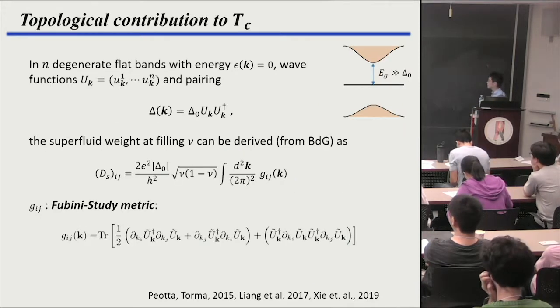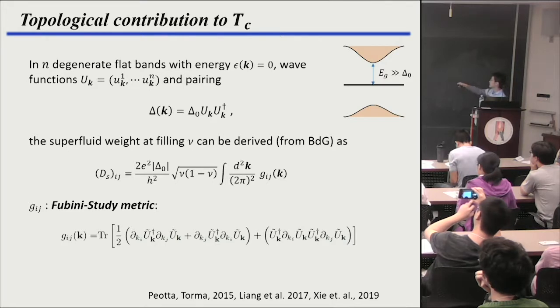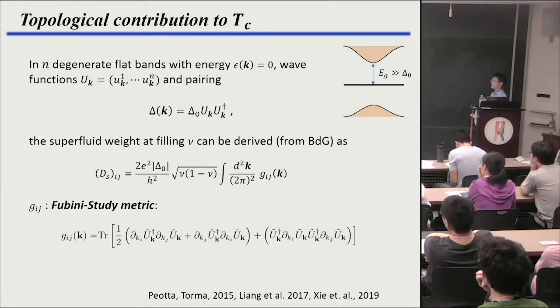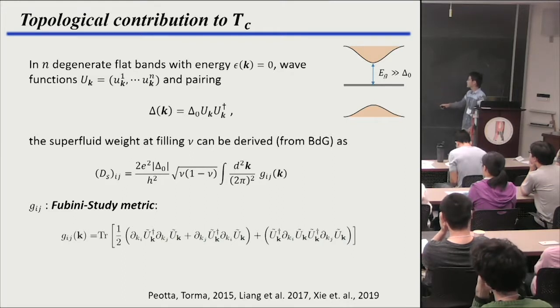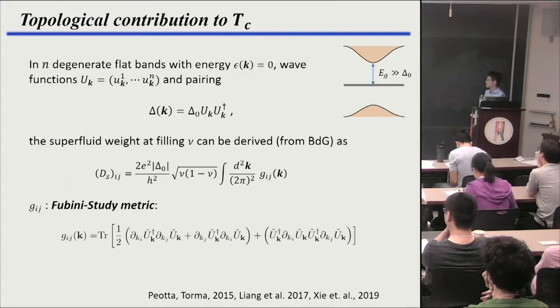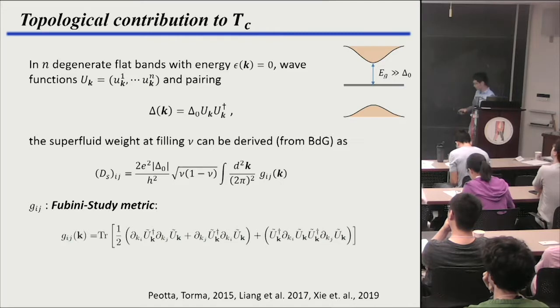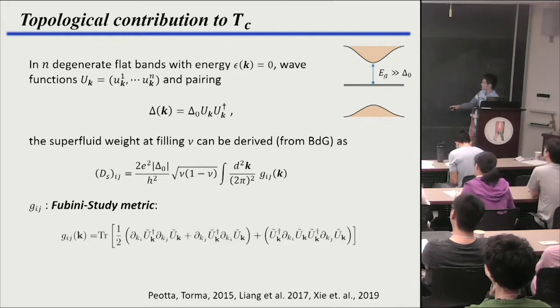So that's the basic expectation, that if you have topology in the flat bands, your superfluid density can be non-zero. Indeed, if you just consider a simple model, you have a bunch of flat bands which are degenerate. For simplicity, you just consider they're exactly flat, and they have a gap to all the other bands. Assume you first do a mean field calculation, and you get some pairing delta inside these flat bands. Here, I just assume the gap to the other bands is much greater than delta zero. So in this case, you can basically project the physics onto these flat bands. This U_k dagger is a projector to the flat bands. So you can consider such a pairing, and you can use the definition of superfluid weight to derive it.